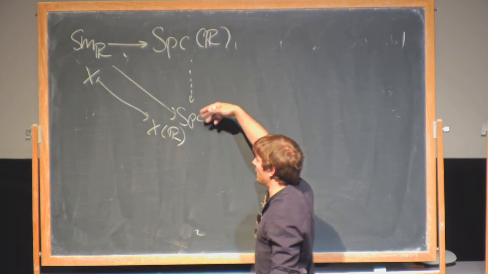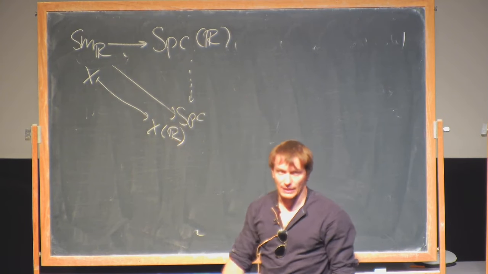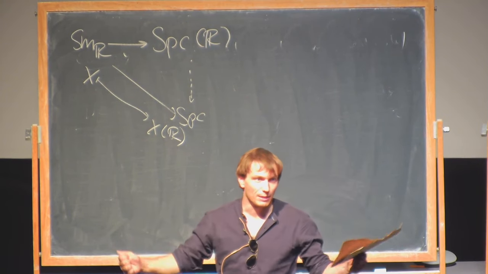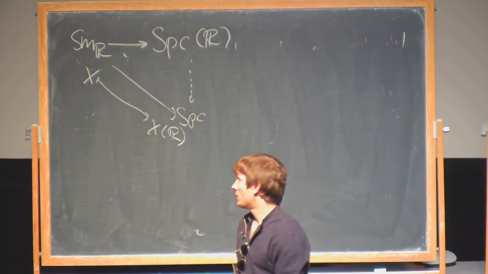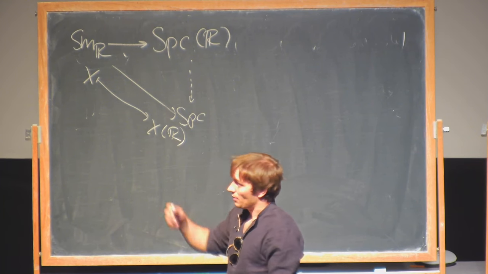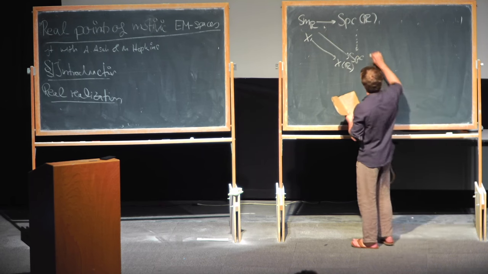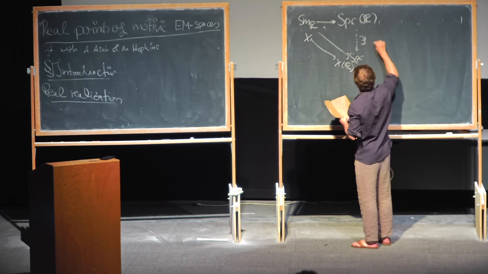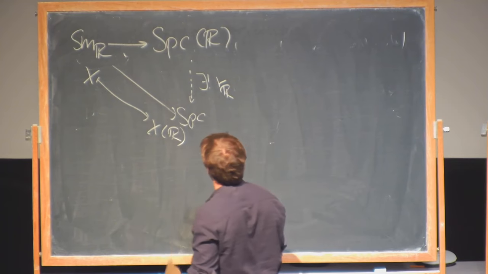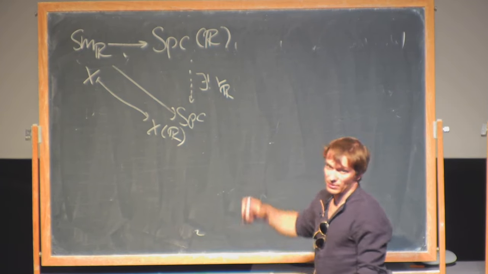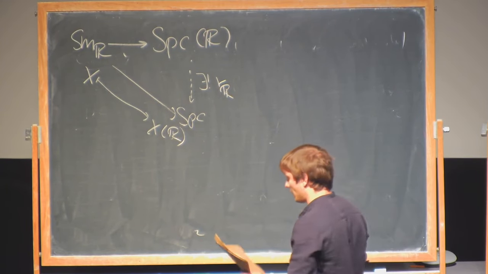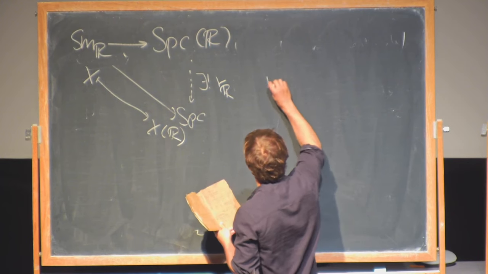And you can ask yourself, does this thing exist or not? For example, it sends the affine line to the real numbers, which are, of course, contractible. So it looks like we might have a chance. And of course, my talk is about this functor, so we believe that it exists. So this functor here exists. I denote it R for realization, with a lower subscript R for real numbers. And it's called the real Betti realization.